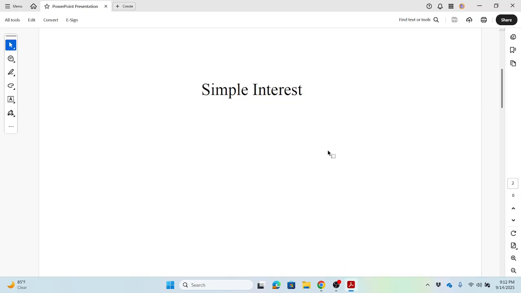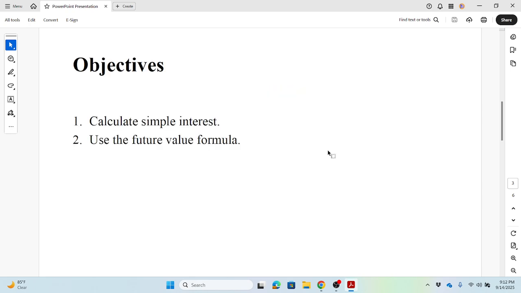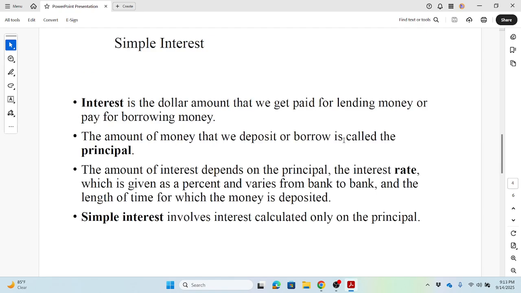Okay, in this section we're going to calculate simple interest, and using the simple interest we're going to find the future value of any invested amount. So first of all, we need to understand interest is the amount of money we get paid for lending money, or if you invest some money on something and that investment gives you extra money, that's called interest. The original amount of money we invest or deposit, that's called principal.